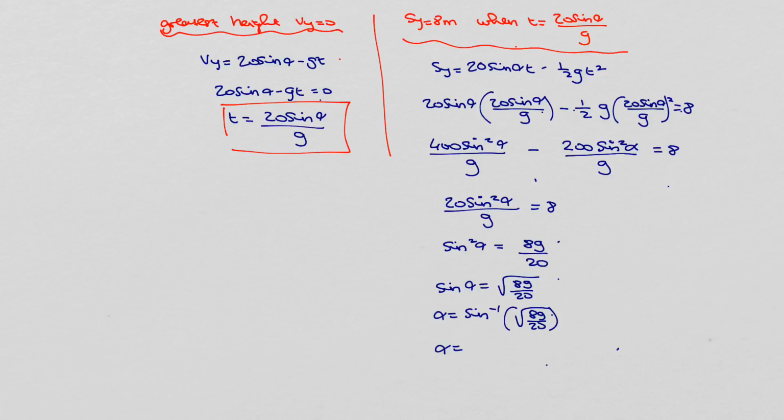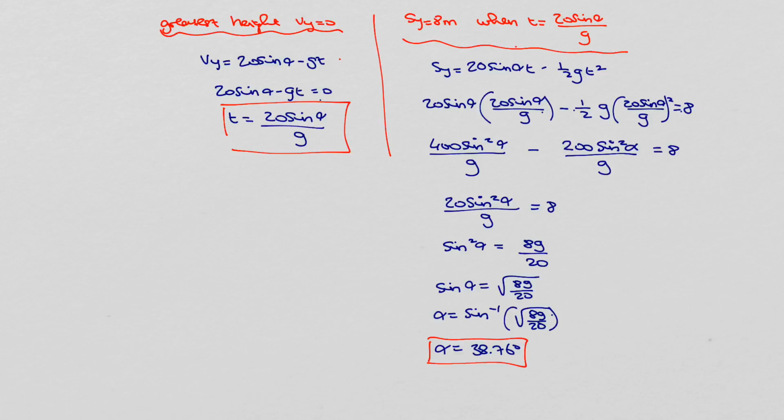So therefore, if I get sine inverse of that, I can simplify that and leave it as the square root of 8g over 20, or I can say that alpha is equal to 38.76 degrees. So either of these answers here for alpha are correct, keeping it in sine inverse form or writing it in decimal form.